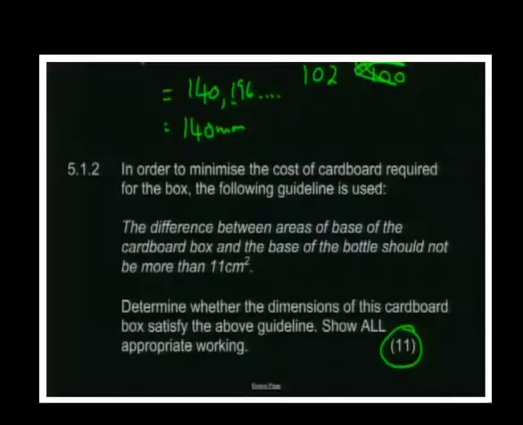So in order to minimize the cost of cardboard required for the box, the following guideline is used. The difference between the areas of the base of the cardboard box and the base of the bottle should not be more than 11 centimeters squared. Determine whether the dimensions of this cardboard box satisfy the above guideline. Show all appropriate working. Please take note, they've actually enlarged the word all. In other words, you have got to show your working.